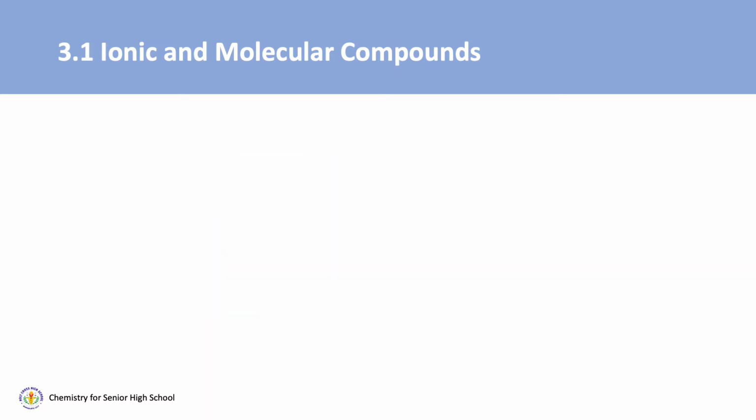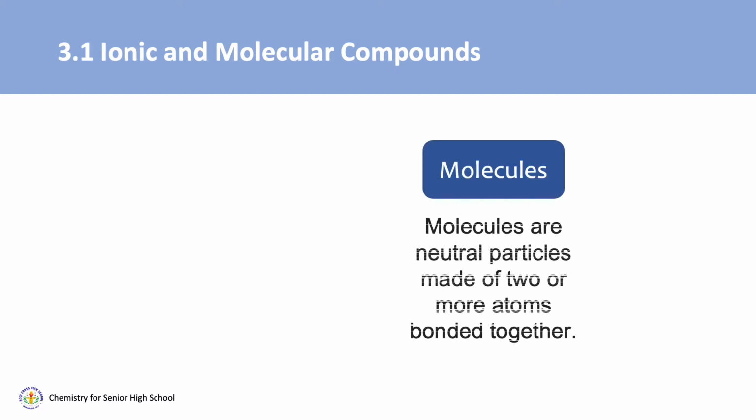Now that we know what ions are, we will move on to the second question. What are molecules? Molecules are neutral particles made of two or more atoms bonded together. For the illustration on the left-hand side of the screen, we have a very common example of a molecule. It is an H2O molecule, or a water molecule. As you can see, there are two hydrogen atoms bonded together with one oxygen atom, therefore making H2O, or what we know as water.